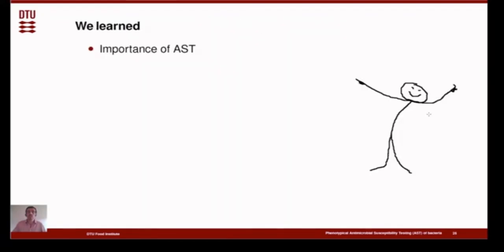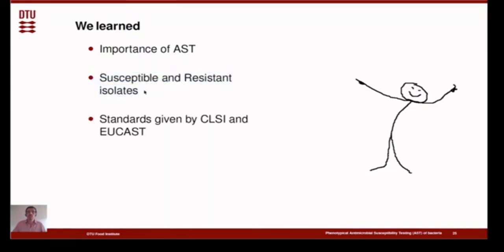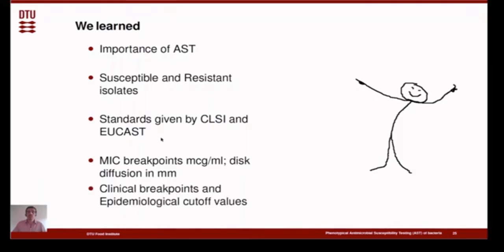We learned today about the importance of antimicrobial susceptibility testing. We looked at these categorizations of susceptible and resistant isolates, and we saw why CLSI and EUCAST determine this categorization, how they do it, and we learned about these breakpoints given by the minimum inhibitory concentration and distribution. And sometimes we need to use the epidemiological cutoff values when there are no breakpoint tables. That's it.